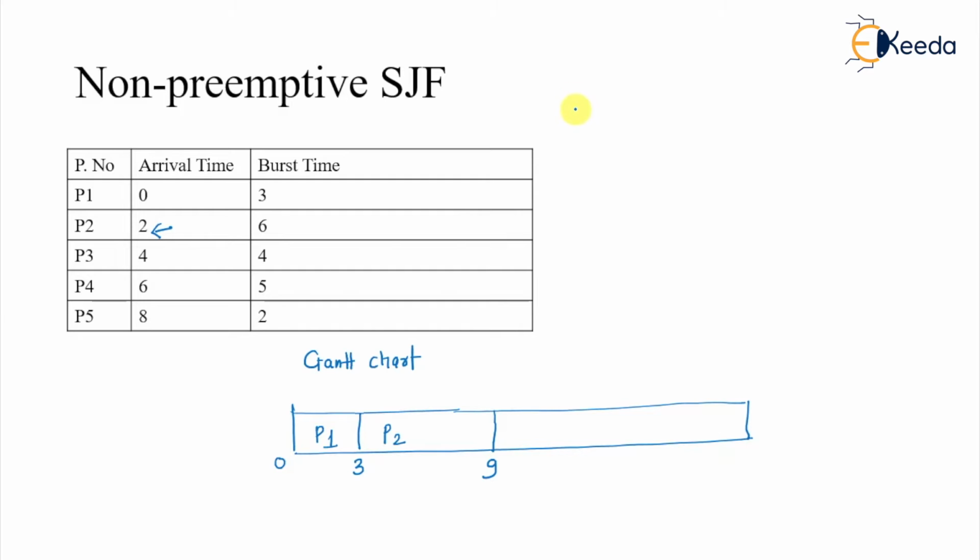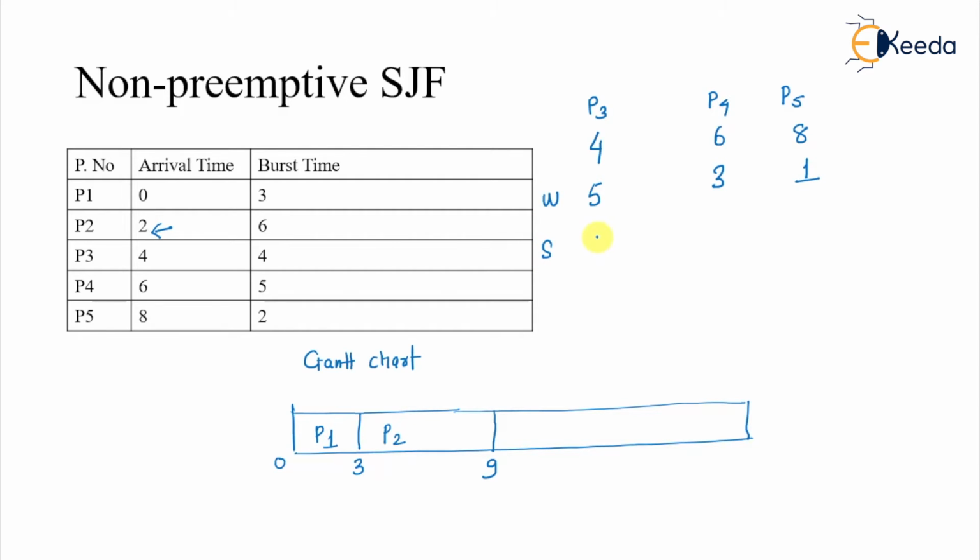If you consider the instant 9, there is P3, P4 and P5, which arrived at 4, 6 and 8. Their waiting time will be 9 minus 4, which is 5, 9 minus 6, which is 3, and 9 minus 8, which is 1.